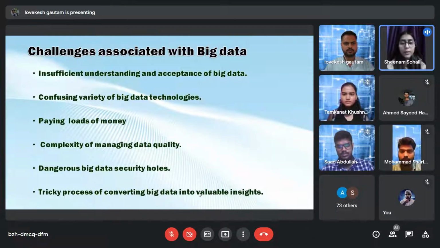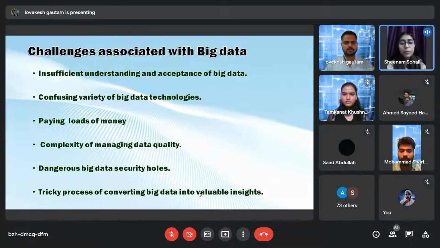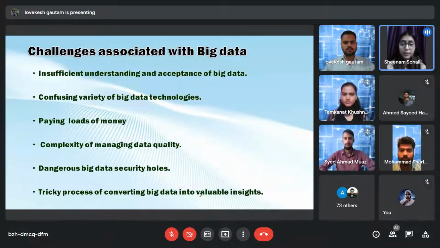Confusing variety of big data technology. It can be easy to get lost in the variety of big data technology now available in the market. If you are exploring the ocean of technological opportunities without a clear view of what you need, there will be more chances to get lost in the market.